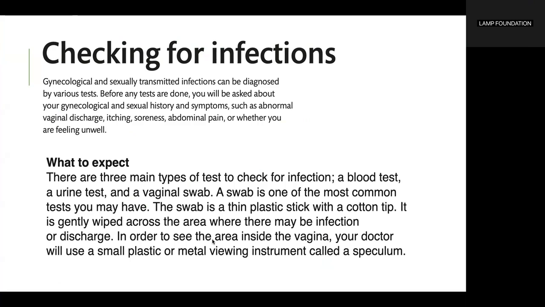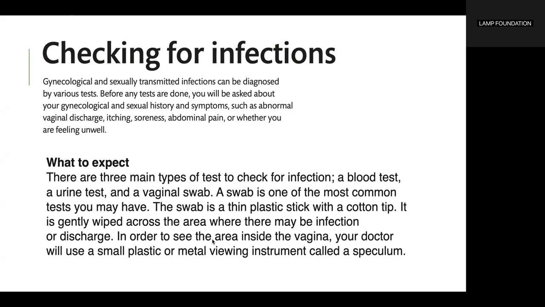What to expect? There are three main types of tests to check for infection: a blood test, a urine test, and a vaginal swab. A swab is one of the most common tests you may have. The swab is a thin plastic stick with a cotton tip. It is gently wiped across the area where there may be infection or discharge.